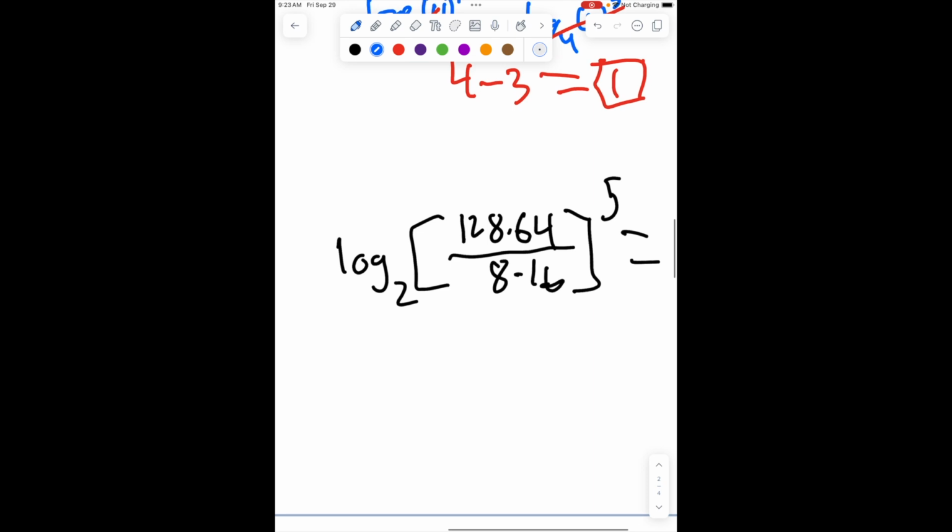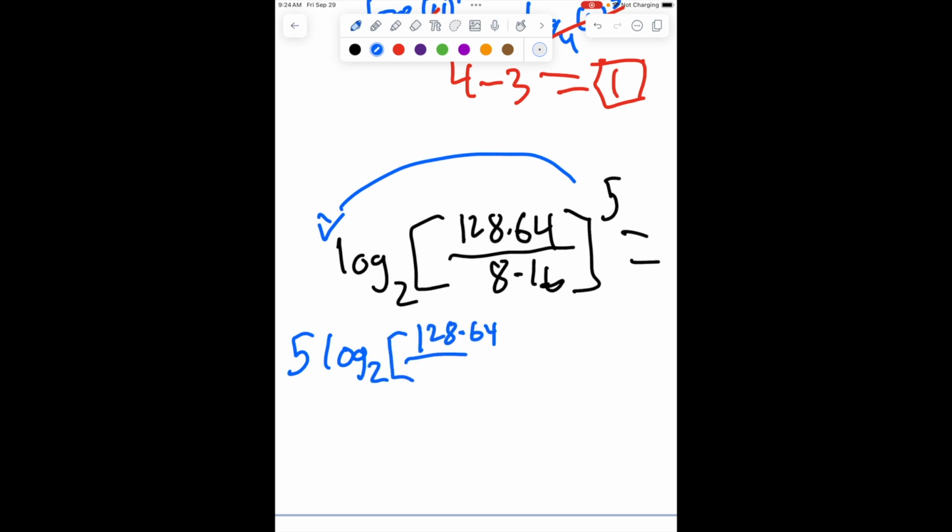First thing I see on this one, I'm going to move my exponent out of the way. So I'm going to move it all the way over here in front. 5 log base 2. Again, this part hasn't changed yet. Now you could multiply it, but again, you're going to get some numbers that are harder to work with that you might not know what those square numbers are. So let's go ahead and use our rules and split apart.